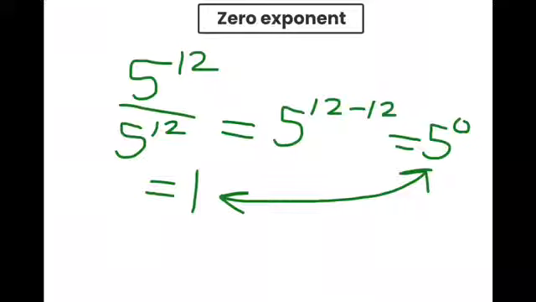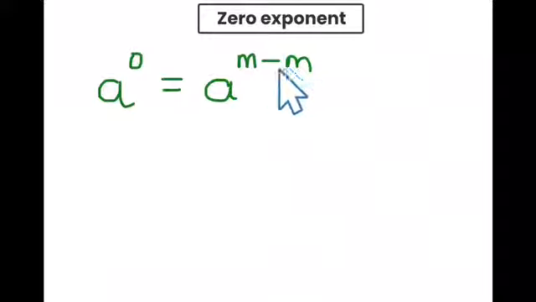makes a power equal to 1. And so, in general, what we can say is a number to the power of 0 is the same as a number to the power of m minus m, right? We agree that m minus m is 0. So whether that m is 12, so 12 minus 12, or 100 minus 100, or 20 minus 20, it gives you 0.